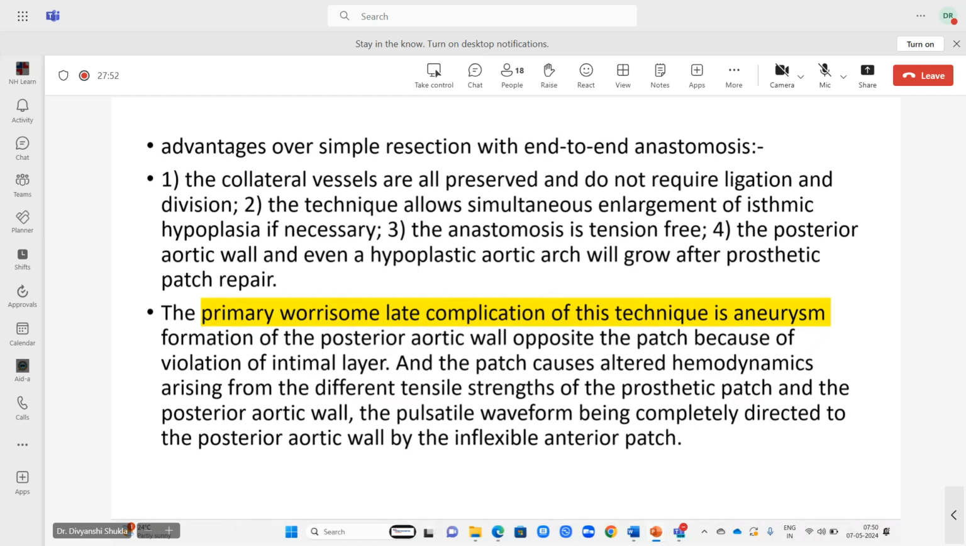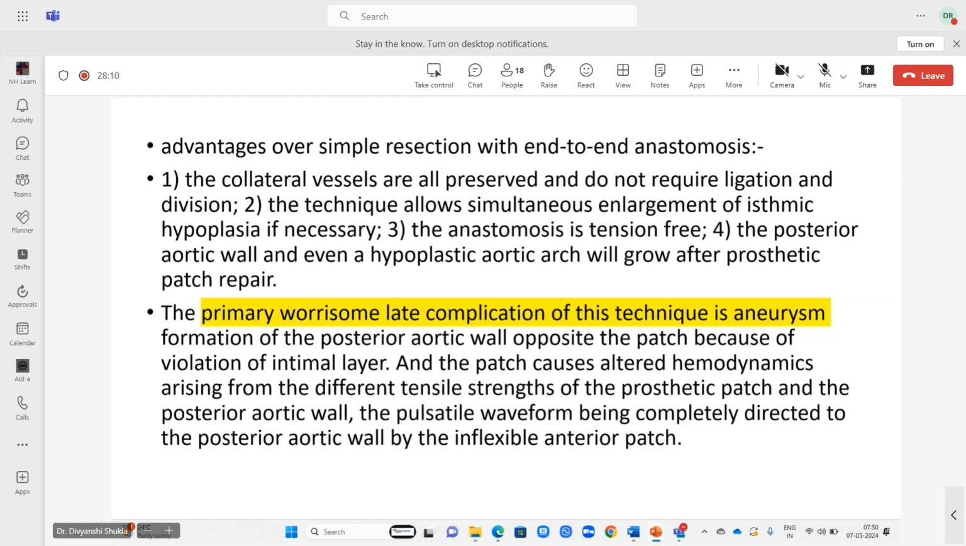The technique allows simultaneous enlargement of the hypoplastic arch if necessary. The anastomosis is tension-free, and the posterior aortic wall, even in a hypoplastic arch, will grow after prosthetic patch repair. But the primary worrisome late complication of this technique is aneurysm.